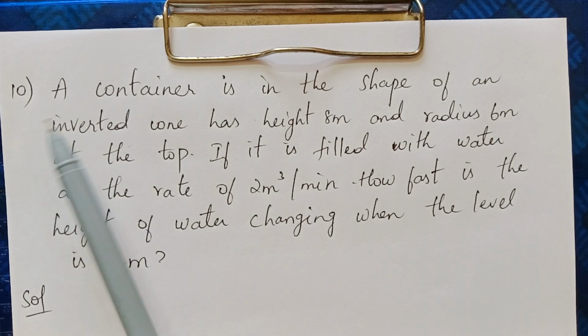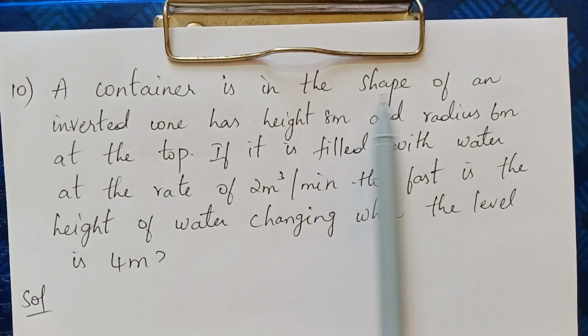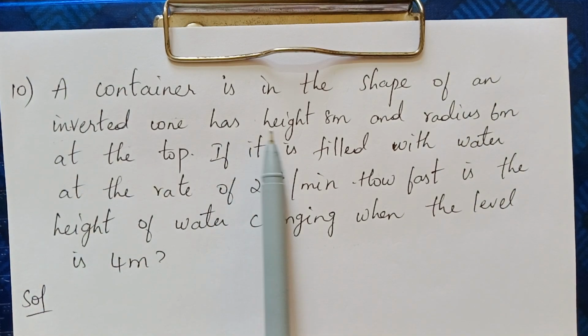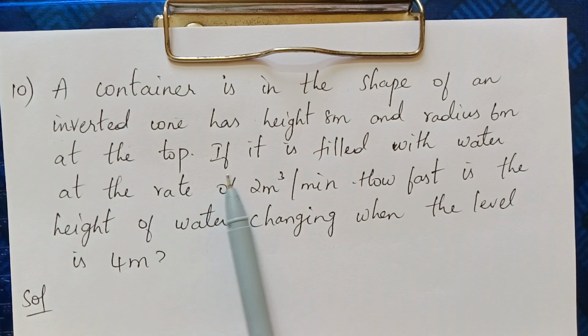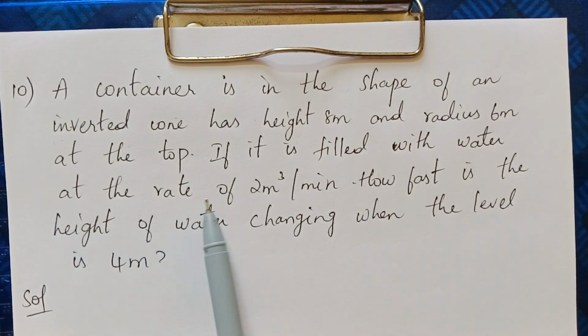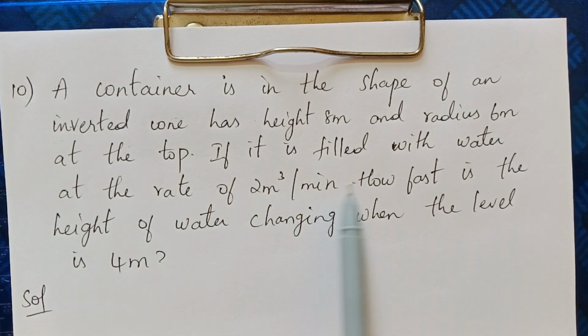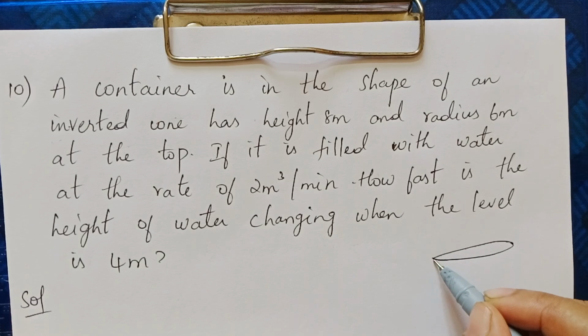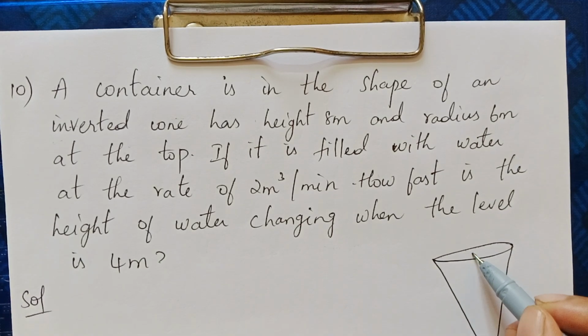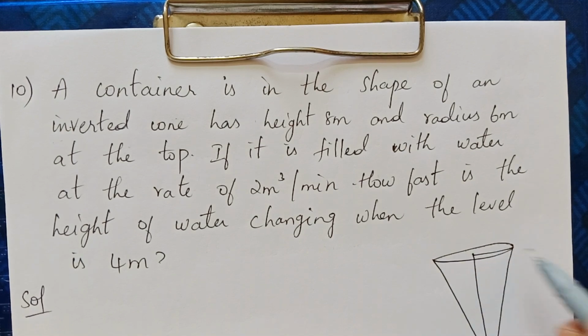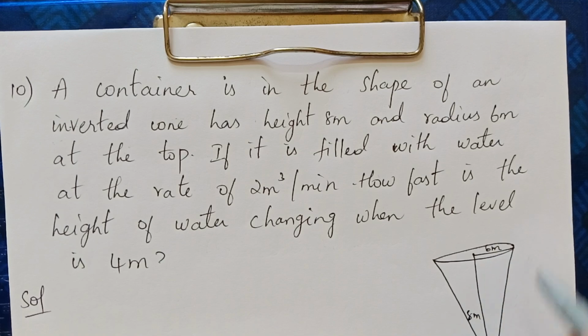Okay, so the last question is: a container in the shape of an inverted cone has height 8 meters and radius 6 meters at the top. If it is filled with water at the rate of 2 m³ per minute, how fast is the height of the water changing when the level is 4 meters? So the container is in the shape of an inverted cone, and this cone has a height of 8 meters and a radius of 6 meters.